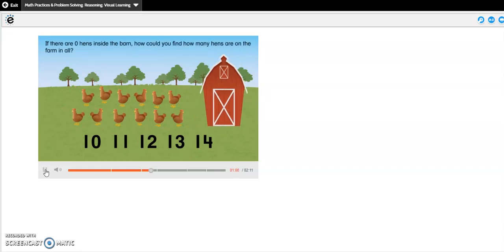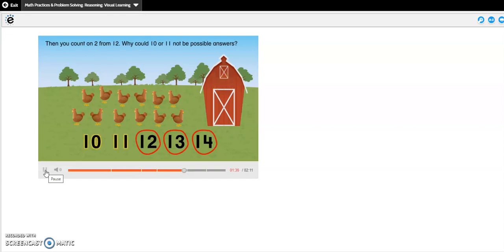If there are 0 hens inside the barn, how could you find how many hens are on the farm in all? Okay, so they're telling us now, let's pretend that there are 0 hens inside. So then how many hens are there in total? We have 12 outside and 0 inside. So what would the answer be? You could count on 0 from 12. What about if there is 1 hen inside the barn? Then you could count on 1 from 12. How about 2 hens inside the barn? Then you count on 2 from 12.